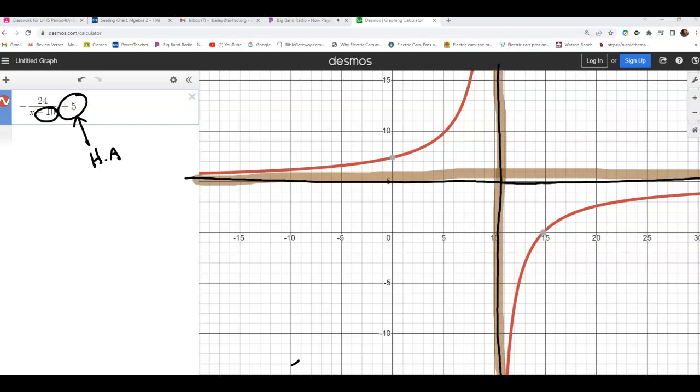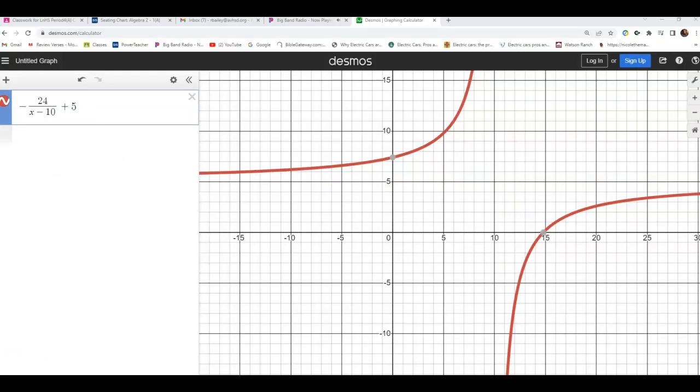So now the vertical asymptote is this number. Notice it's the opposite sign, though. It says negative 10, but we're at a positive 10. So keep in mind that these two numbers here and here represent your asymptotes, basically. And then from there, we're good to start graphing.